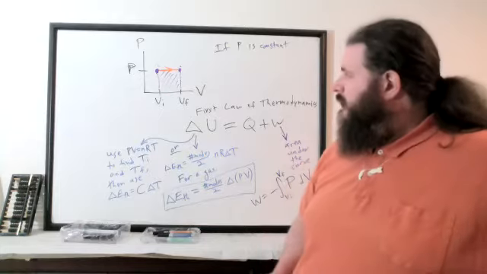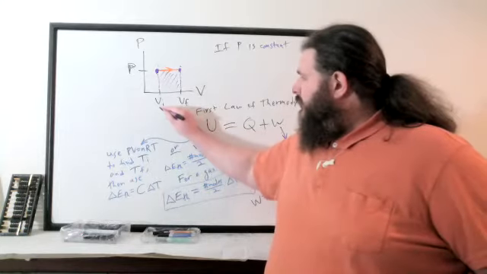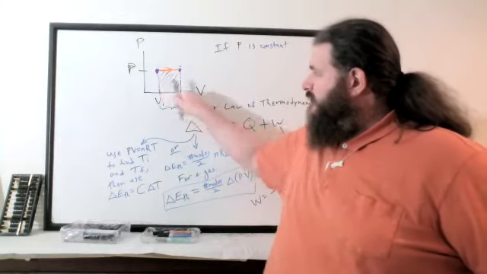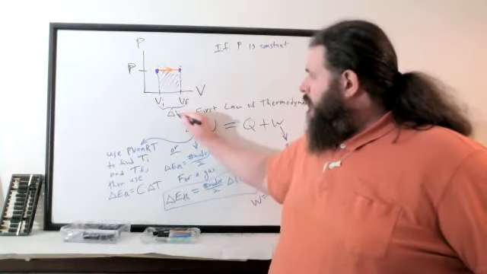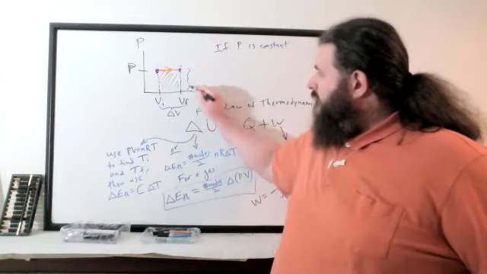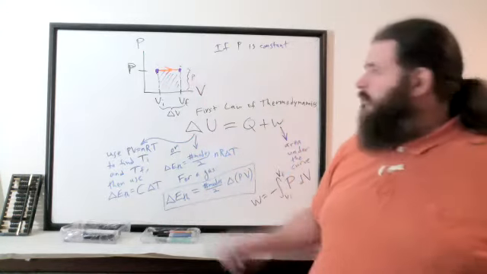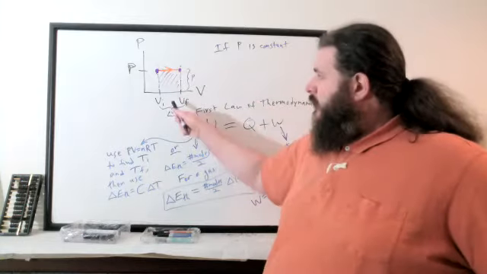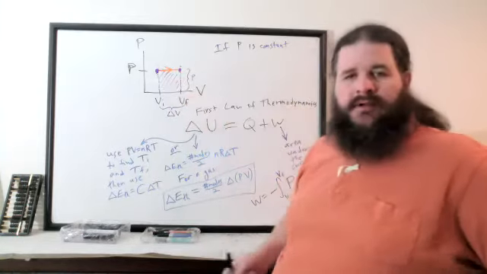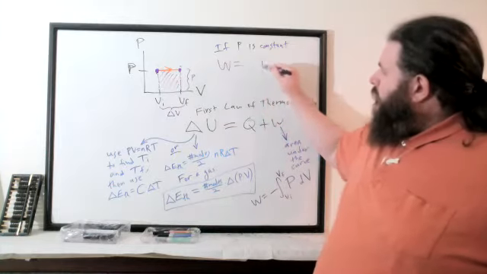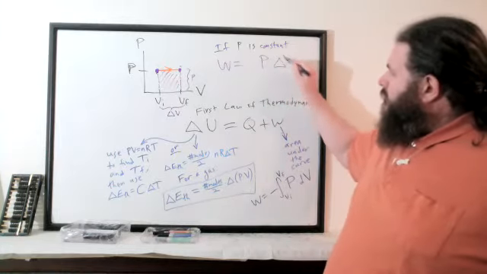Yeah, width times height. In this case, the width is the change in volume. Note that the width is not just volume, the width is the change in volume. But the height is not the change in pressure, the height is the pressure. So in the case of the constant pressure process, height is pressure, width is change in volume. So the work is pressure times change in volume.